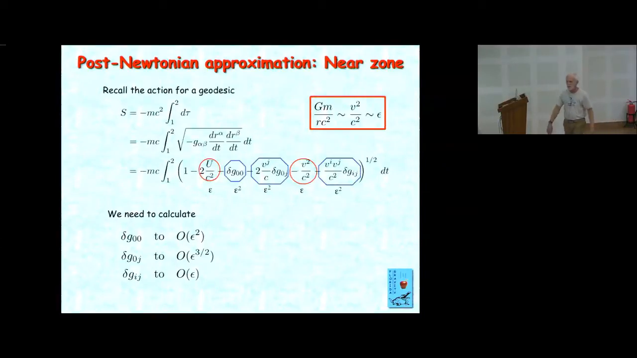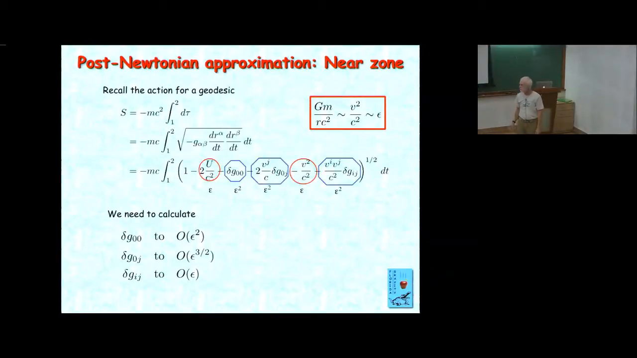And it's clear then what you need if you want to go to 2PN order, you need this epsilon 3, 5/2, and 2. To go to 3PN order, you need 4, 7/2, and 3, and so on. Just to higher and higher order, this tells you what you need to do.